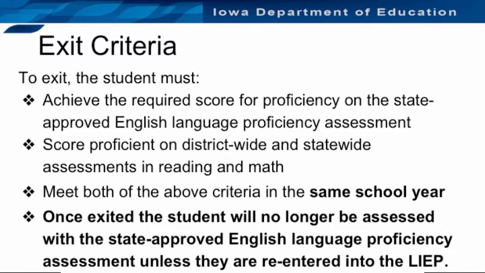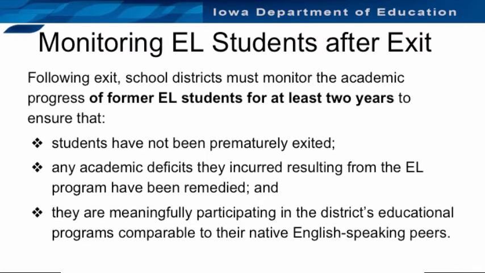The exit criteria. In order to exit, the student must achieve the required score for proficiency on the state-approved English language proficiency assessment, and score proficient on district-wide and statewide assessments in reading and math. The student must meet both of the criteria in the same school year. And once exited, the student will no longer be assessed with the state-approved English language proficiency assessment unless they are re-entered into the LIEP.